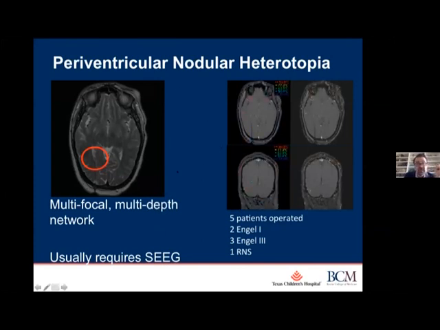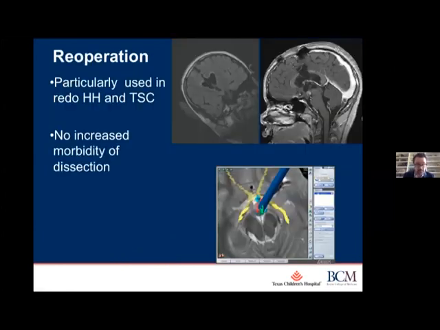Periventricular nodular heterotopia is another deep lesion. You don't want to injure the white matter on. And so this has been ablated in our series. Obviously, this is a more complicated epilepsy network, needs a stereo EEG, but we're doing fairly well in this rare population that would get whole lobectomies to cure them.